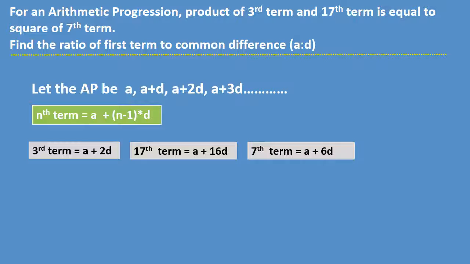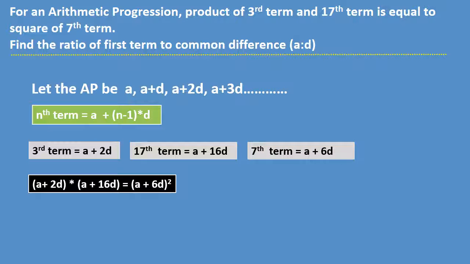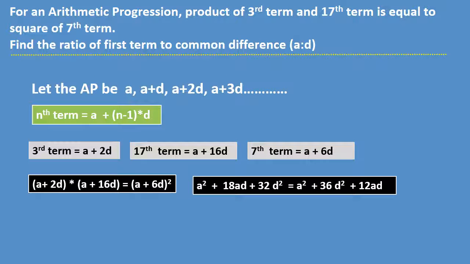Given that the product of the third term and the 17th term is equal to the square of the 7th term, let us put it that way. A plus 2D into A plus 16D is equal to A plus 6D whole square. That is also equal to 4D square is equal to 6 times A into D. Hence, A is to D is equal to 2 is to 3.